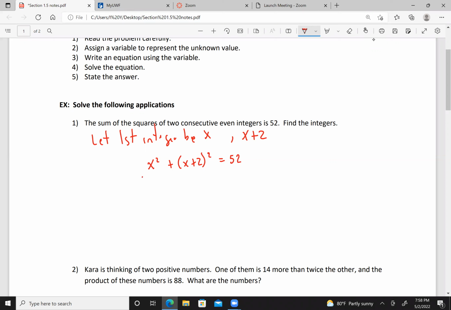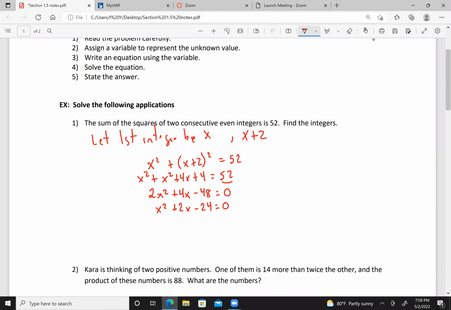So we go ahead and FOIL this out, which gives us x squared plus x squared plus 4x plus 4 equals 52. Combine the like terms, I have 2x squared plus 4x plus 4, and let's go ahead and subtract the 52. We get minus 48 equals 0. Now, to make this easier to deal with, we can divide both sides by 2 and simply get x squared plus 2x minus 24 equals 0.